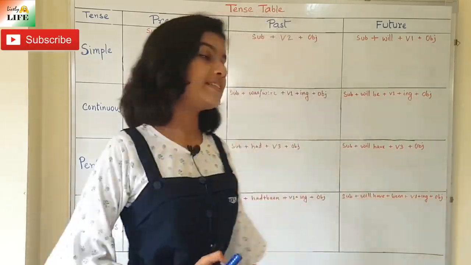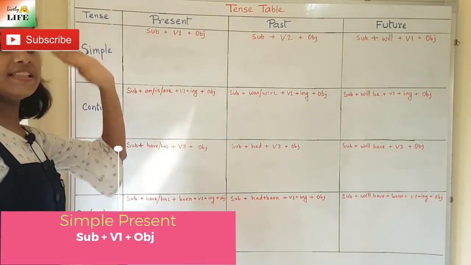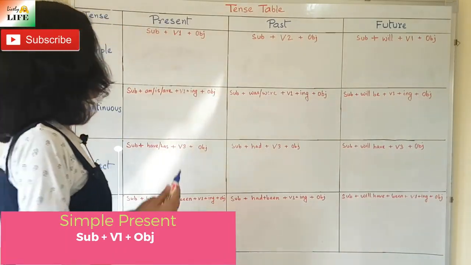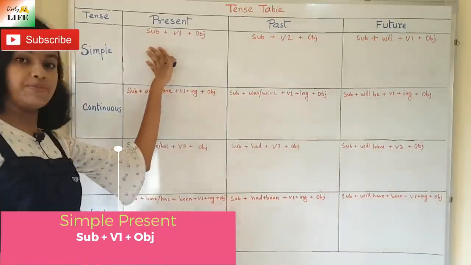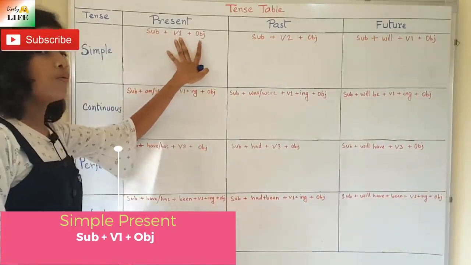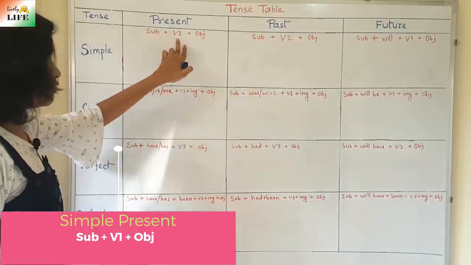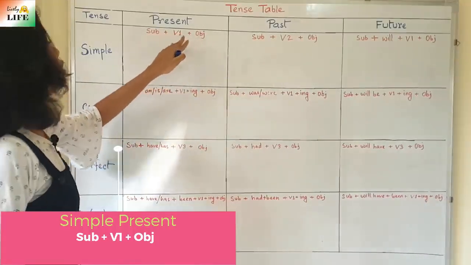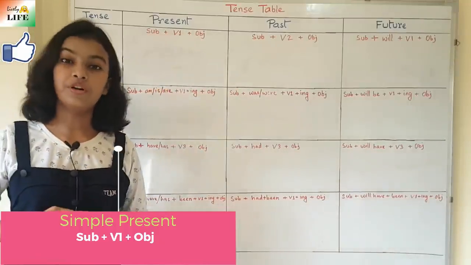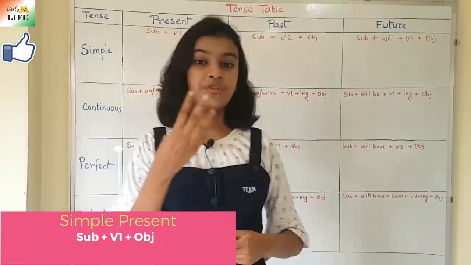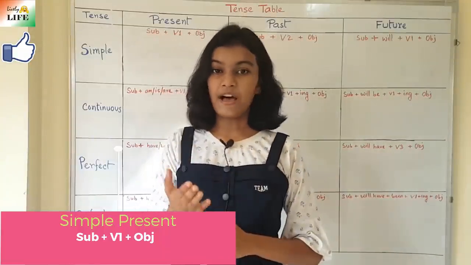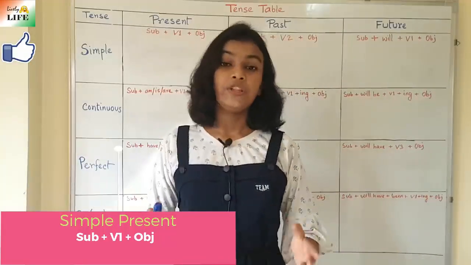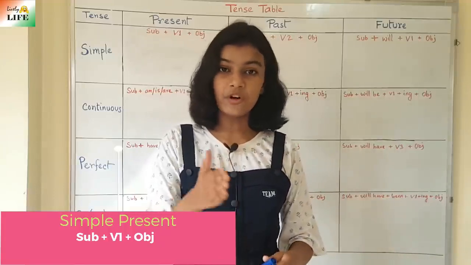So the first tense is simple present tense. The construction for this simple present tense is, at first, subject, then first form of verb, V1, plus object. So what is this first form of verb? There are 3 forms of a verb. First is present, then past, and then past participle. They are also known as first form, second form, third form.